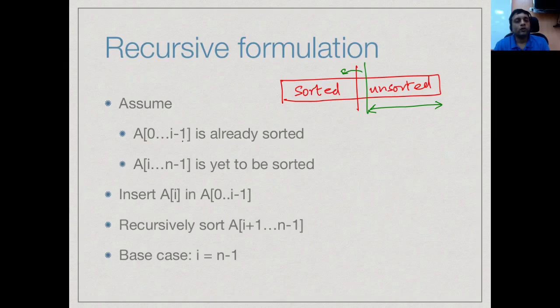So if this is position i and this is position i minus 1, so i minus 1 is the last sorted position, and i is the first unsorted position, then we insert A i into the sorted portion, and then we recursively sort A i plus 1 onwards. And once again, when i is at n minus 1, then we don't have to do anything, so we can just trivially return.